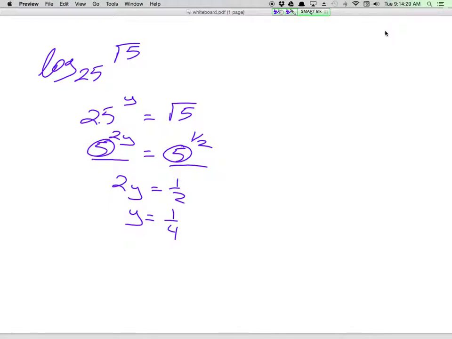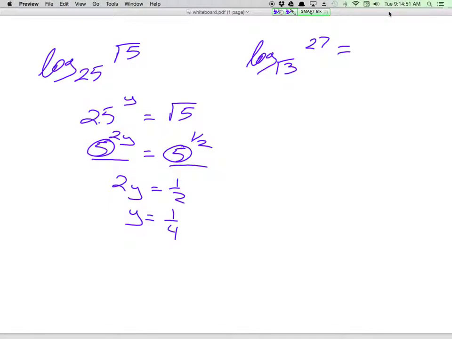Okay. I did not understand anything. So let's try another one that's similar to that. I have log base square root of 3 of 27. So Nick, what's this one going to be?